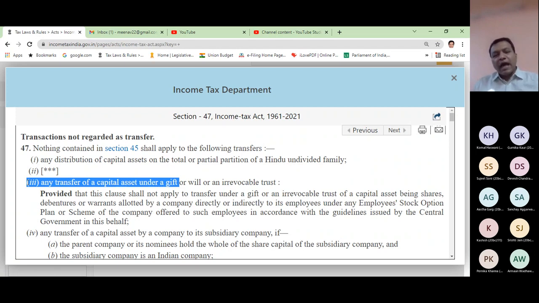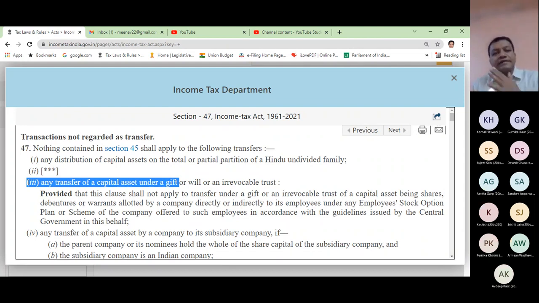It's very simple. I am giving a gift of my house to my friend. I will not say that it is transfer. Though I have given it to my friend, I will not compute any capital gain. Government will not say that it is a sale. As a gift, if you transfer any capital asset, you are beyond the purview of capital gain.